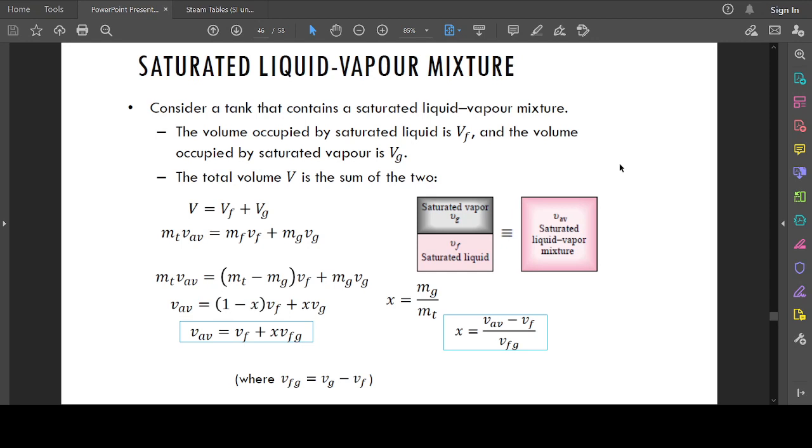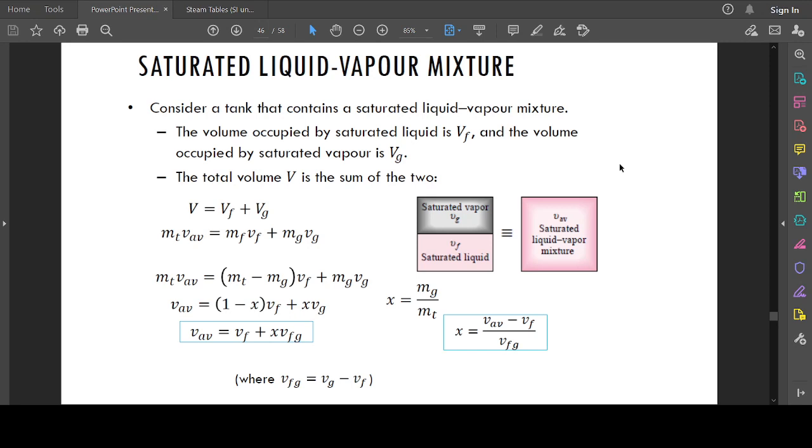So if we expand V equals Vf plus Vg, we can get a new equation for it, which is the total mass times the average specific volume of the mixture, equal to the mass of the fluid times the specific volume of the fluid plus the mass of the gas or the vapor times the specific volume of the vapor. Now, since we know that, what else can we do?